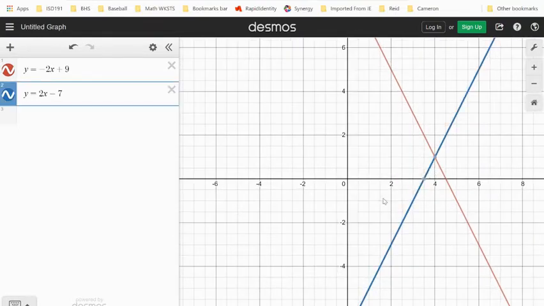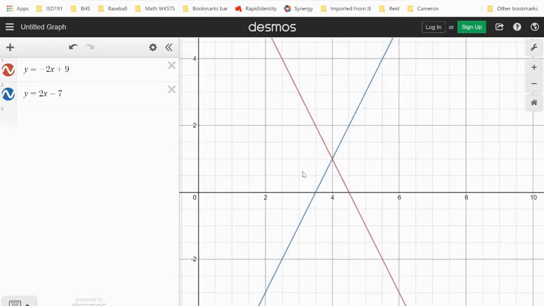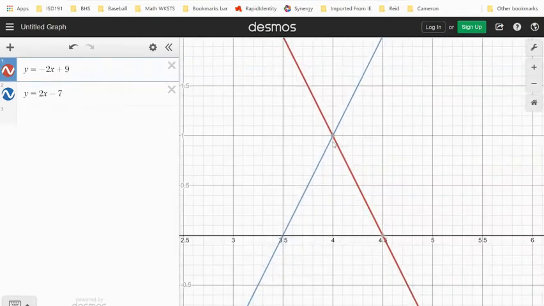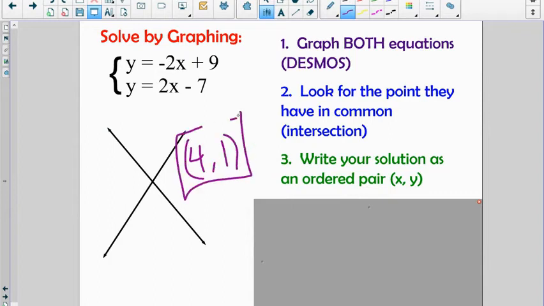And I want to zoom this in, because what we're looking for, if you remember, is the point of intersection. The one ordered pair that these two lines have in common. And the only thing that these two lines have in common is right here where the two lines intersect. And our two lines intersect at the ordered pair (4, 1). So (4, 1) is our solution.